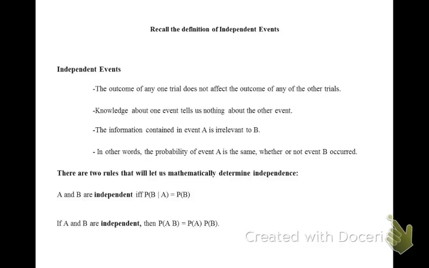Let's go back and review the rules for independent events. To be independent, the outcome of any one trial should not affect the outcome of other trials, meaning knowing information about one event should tell you nothing about the other. The information contained in B is irrelevant to the information in A. So in other words, the probability of event A is the same whether or not B occurred. Go ahead and strike this out. I actually want it to read the probability of A given B, not B given A.